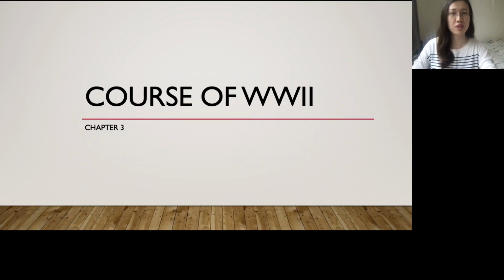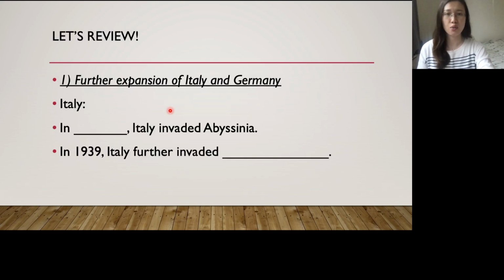Good morning, everyone. In last class, we tried to conclude the causes of the Second World War, and in this class, we're going to go on talking about the Second World War and to talk about the course of the Second World War. Firstly, we're going to start with a little review for the road to the Second World War. Firstly, the further expansion of Italy and Germany under the appeasement policy adopted by Britain and France.